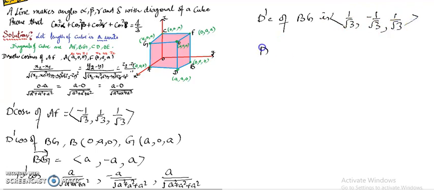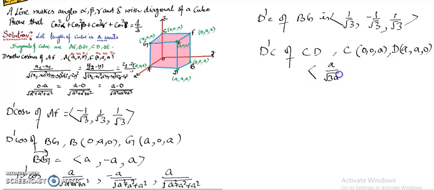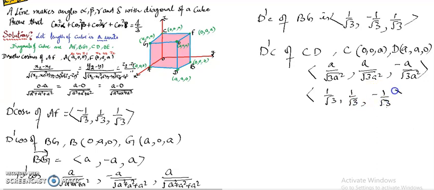Similarly, we will find the DC of CD. C point is 0, 0, a and D point is a, a, 0. So it is a minus 0, a upon the square root of 3a square, a minus 0, a upon the square root of 3a square, and minus a upon the square root of 3a square. So it becomes 1 by root 3, 1 by root 3 and minus 1 by root 3. Now students, let us find the DC of OE, because O is the origin and your E point is a, a, a.